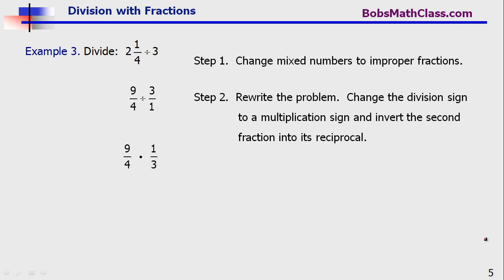And now we're going to do some reducing. The only thing that reduces is a 3 and 9. Three goes into 3 once. 3 goes into 9 3 times. Answer is 3/4. Alright, let's move on.